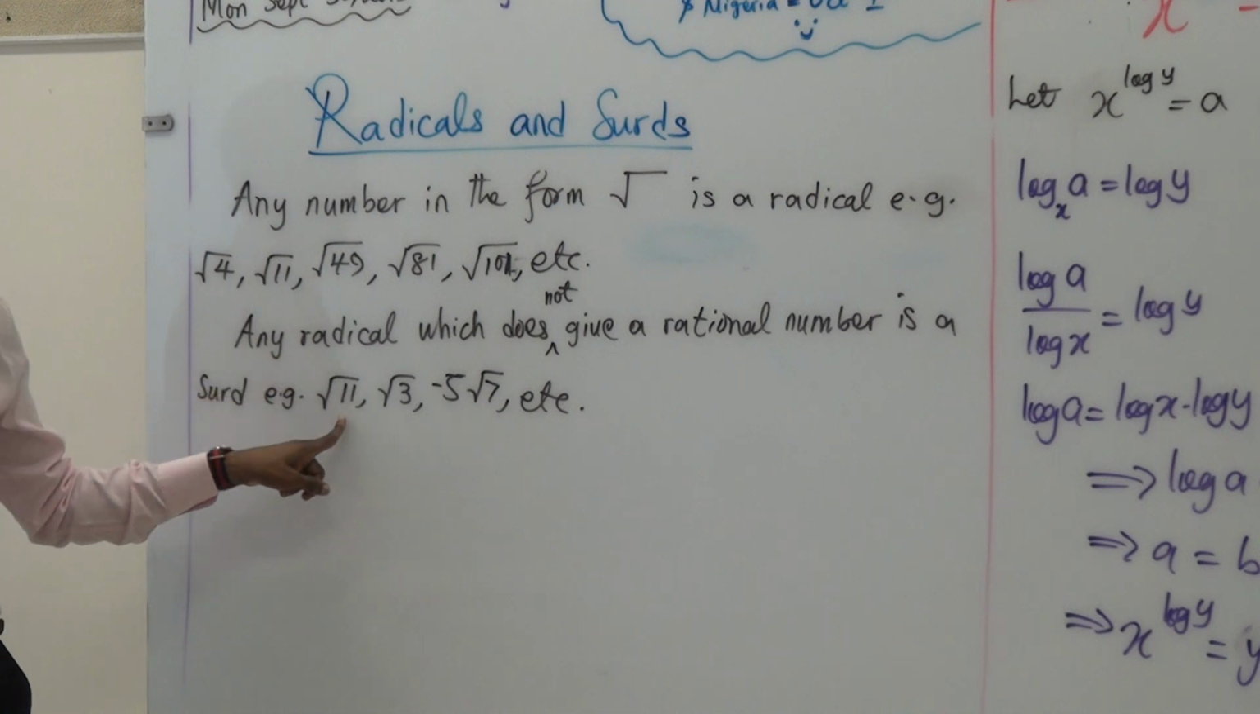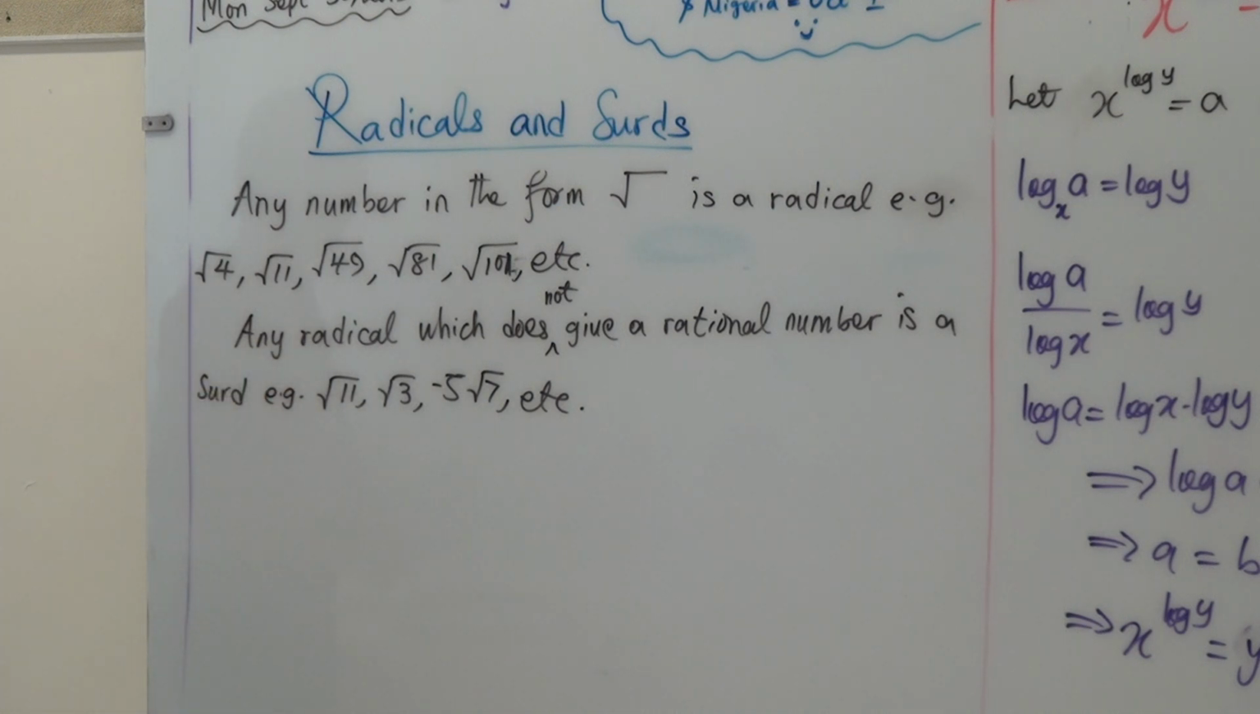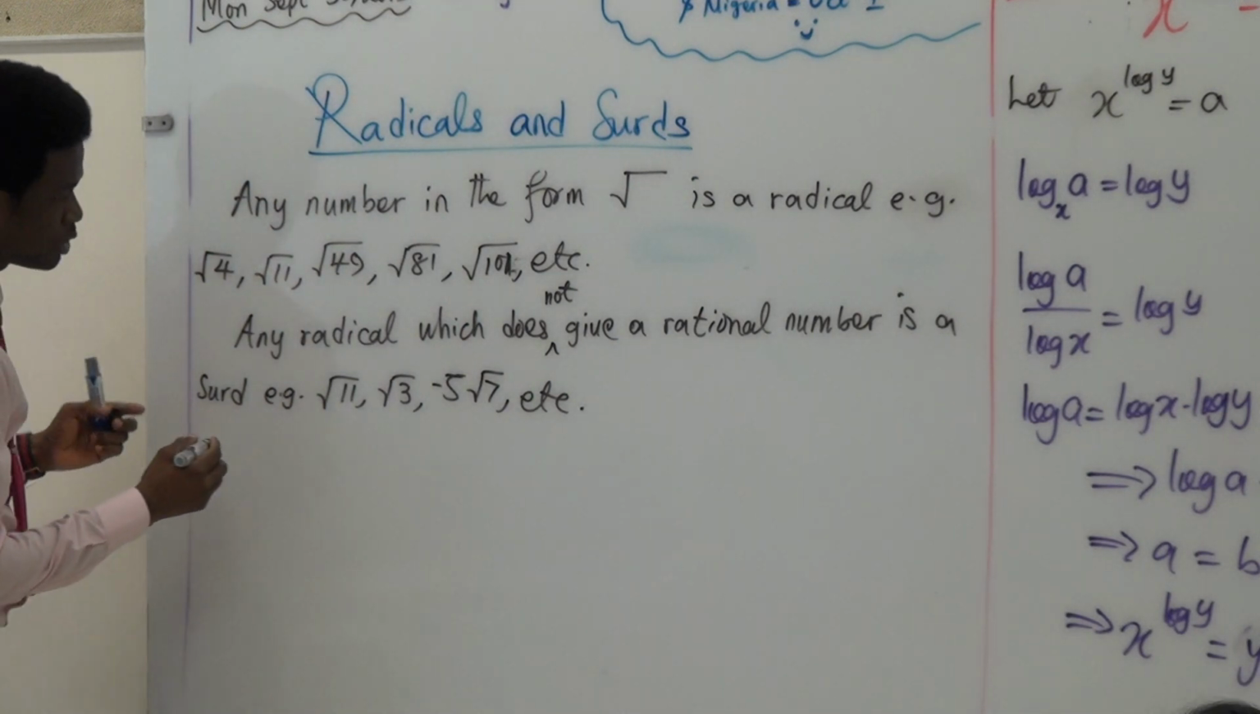So basically, irrational radicals are surds. Oh, the radical that gives you an irrational number, is that what you mean? Yes, that's surds. Any questions? So now, some properties need to be observed in surds. I want you to test this for me with numbers. I want you to check.